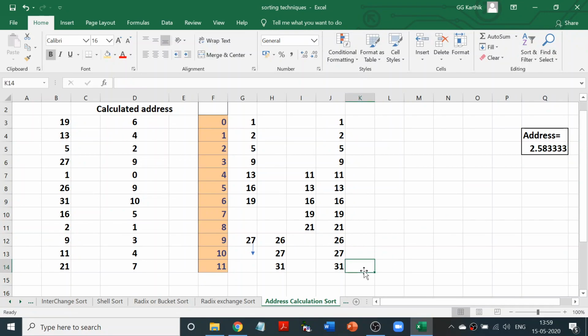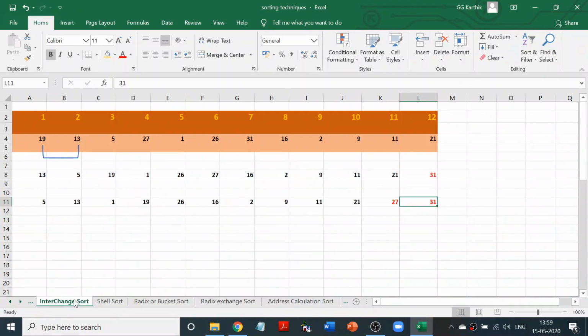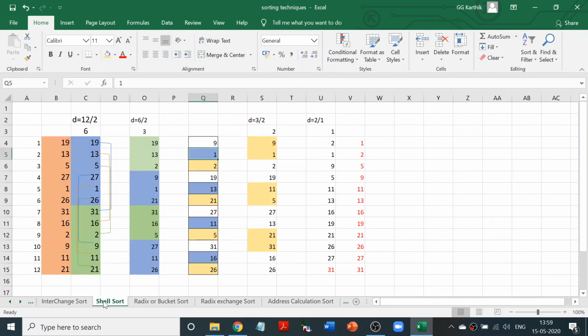So far we have discussed all the sorting techniques. First was the interchange sort. It was very easy sort. You compare first position and the second position, and then you keep doing that until you get the sorted order. So usually what happens, if you have 12 numbers, then you will need 12 iterations to finish it, to sort it. Next comes shell sort, though it is a little confusing. Once you do it on your own, it is going to be very easy and simple.